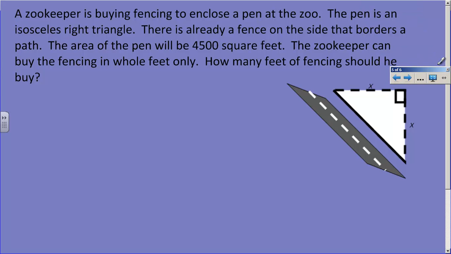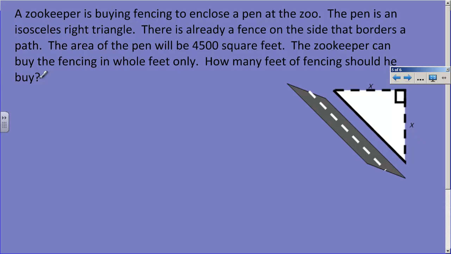Scoot this down. So a zookeeper is buying a fence to enclose a pen at the zoo. You do not need to write this problem down, but it would not hurt for you to draw the picture. The pen is an isosceles right triangle. There is already a fence on the side that borders the path. The area of the pen will be 4,500 square feet. The zookeeper can buy the fencing in whole feet only. How many feet of fencing should he buy? So he needs to fence these two sides of the pen. I have to do them both.